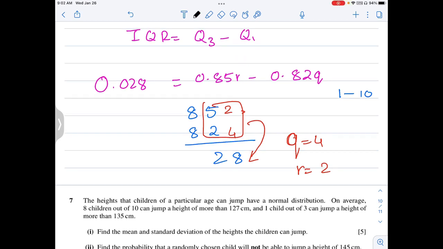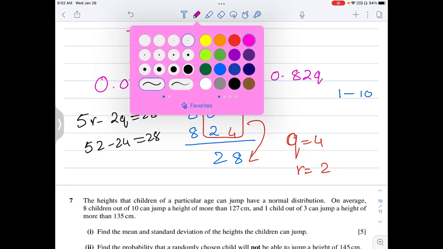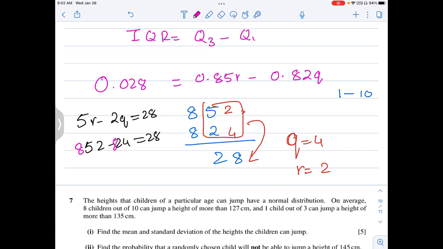Another way of looking at it: 5R minus 2Q. I'll take only the tens and units digits, so some numbers in the 50s and some numbers in the 20s. When you subtract both, you should be getting 28. So the most suitable value is 52 minus 24, which gives you 28. I'm not considering the hundreds because it is 800, 800, so it gets cancelled. So the most suitable value for Q is 4 and R is 2.